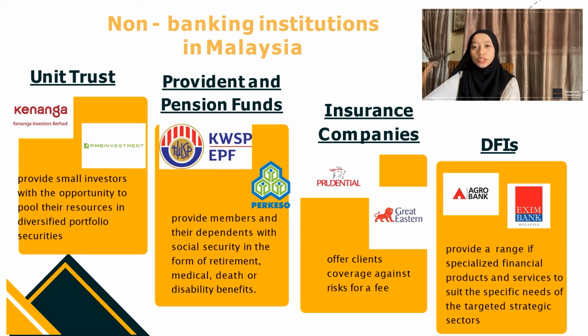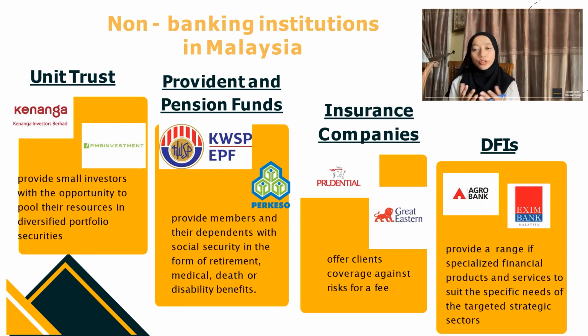First, unit trust, which provides the opportunity for investors to put income in a diversified portfolio of securities, such as Kenanga Investment Bank. And as investors, we can choose the products that they have, either if we want to invest in Sharia or non-Sharia. Okay, number 2, DFIs, or Development Financial Institutions, like Agrobank and Exim Bank. Each provides specialized financial products and services that suit the specific needs of target strategic sectors. For example, Exim Bank is specialized in import and export activity.